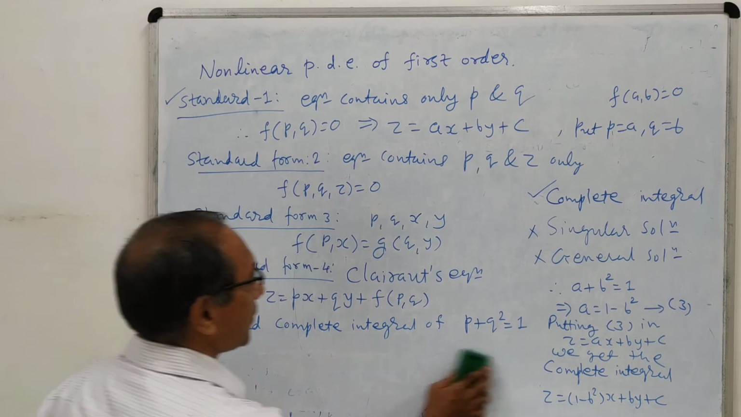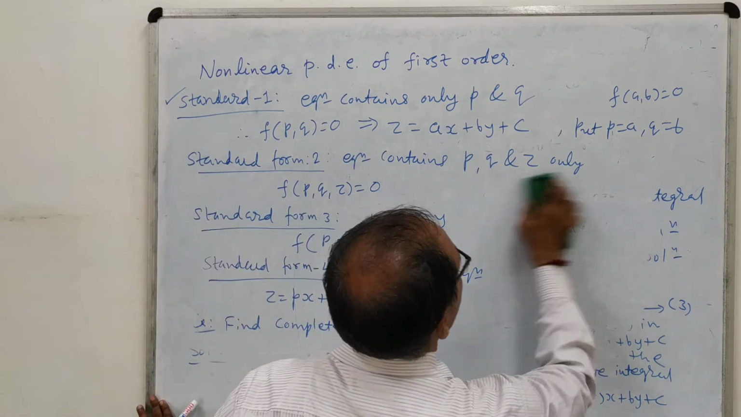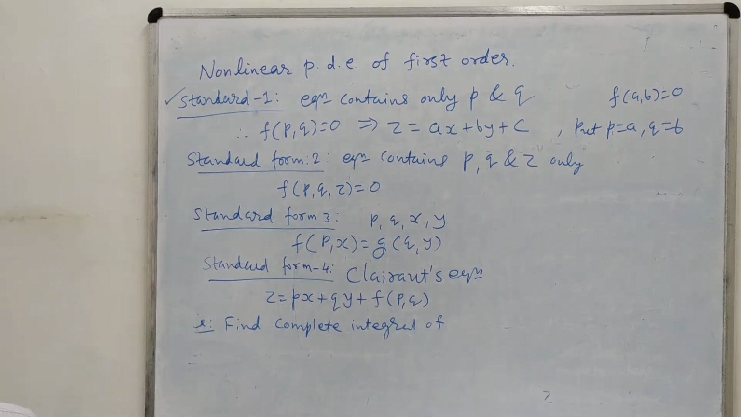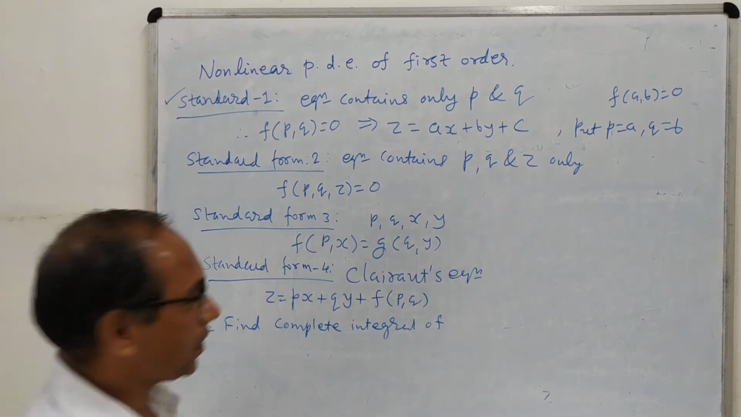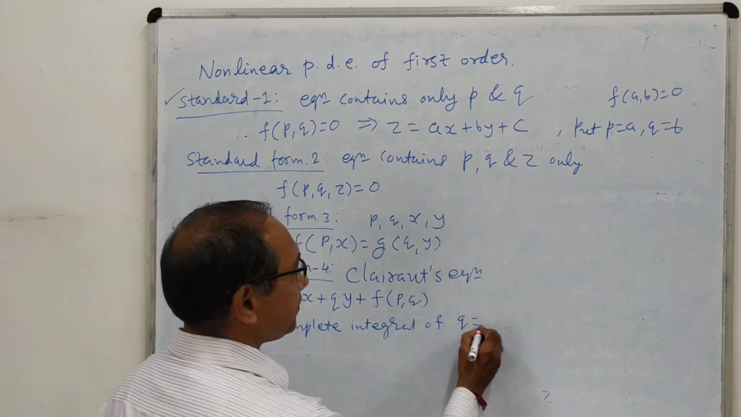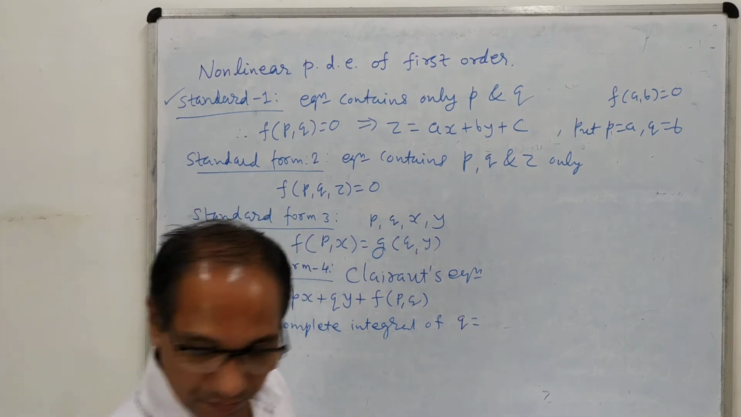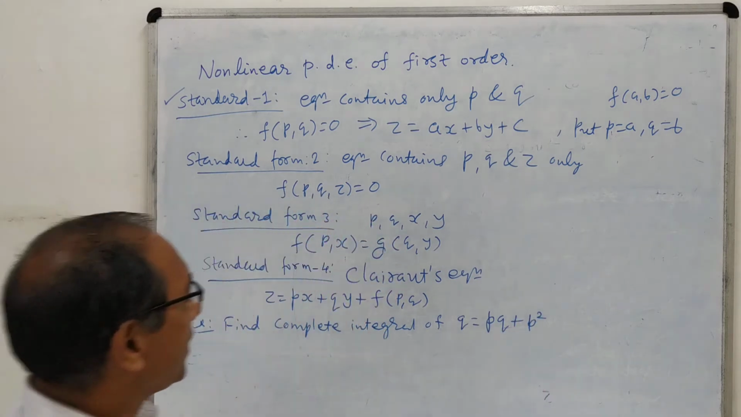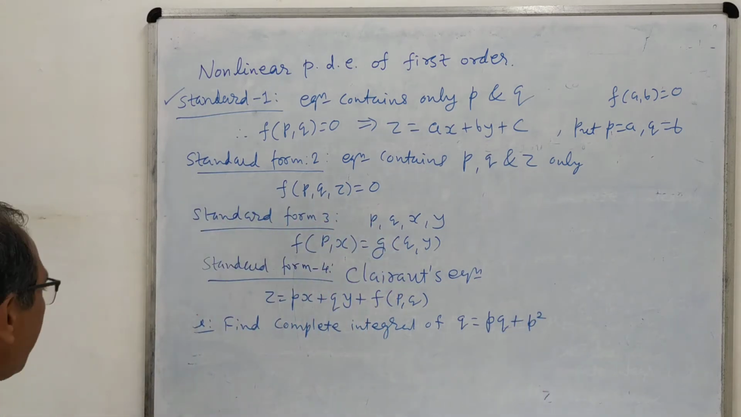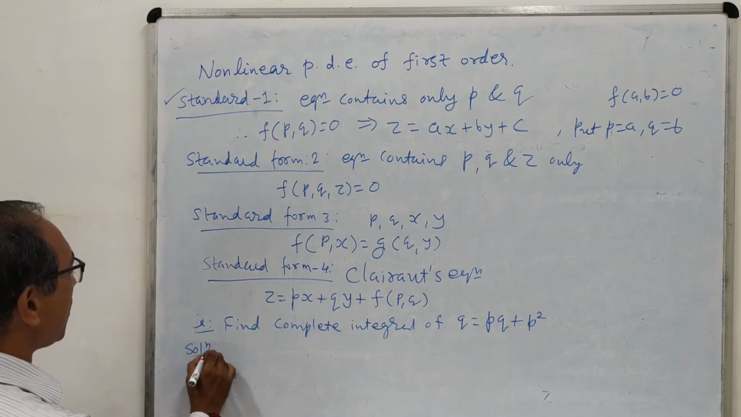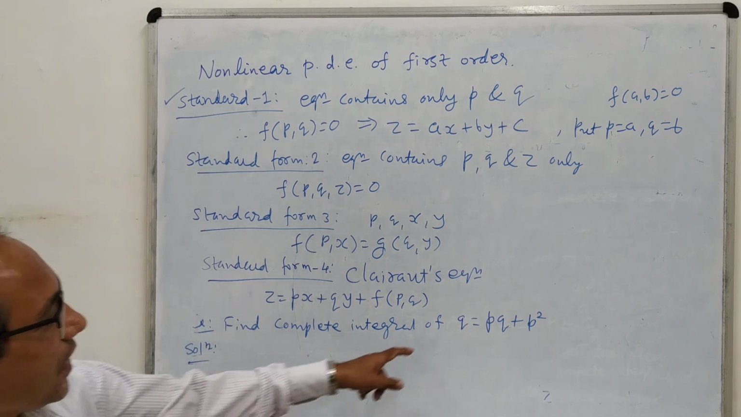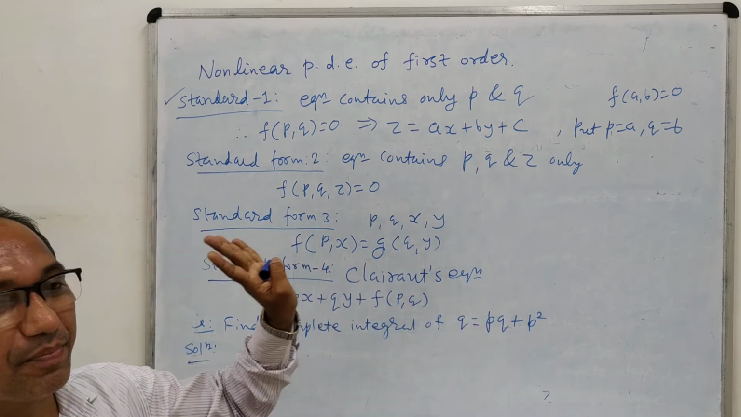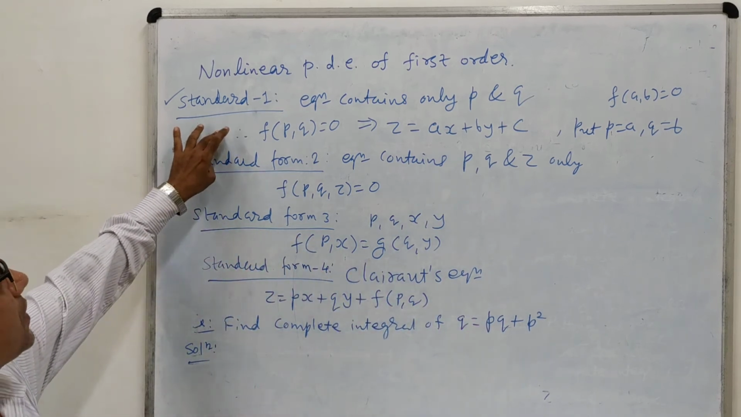Now let us see another example. Find the solution of q equal to pq plus p square. So first of all our target is to identify which category the equation falls into. Here we can see that the equation contains only p and q. Everywhere you can see that p and q are there. So it falls into the first category.